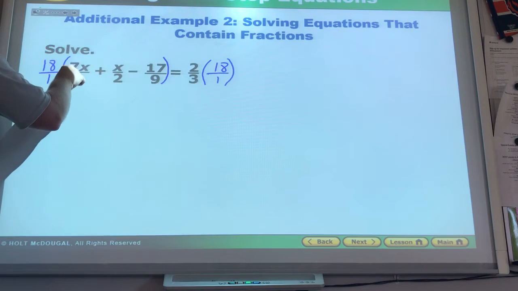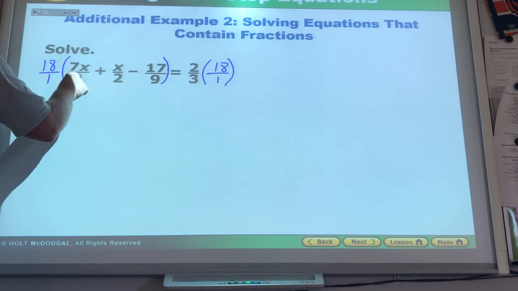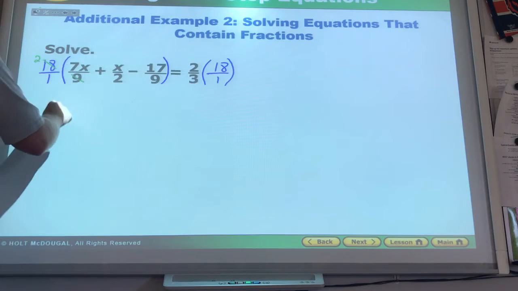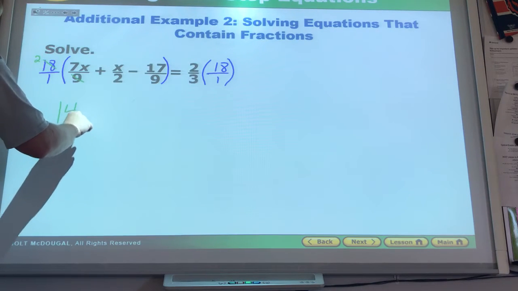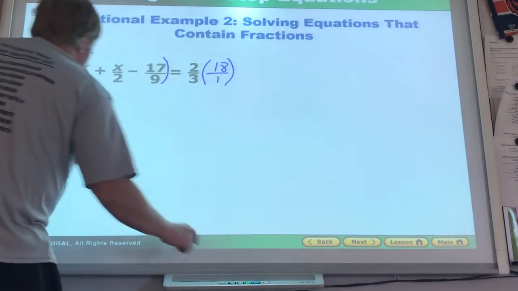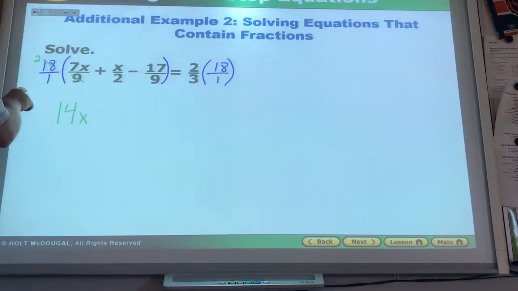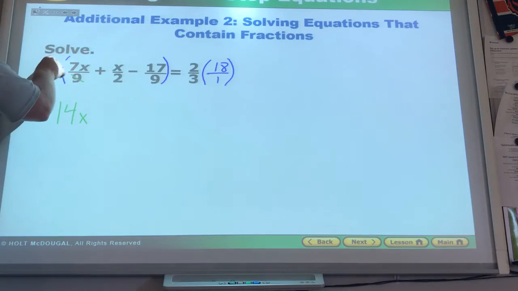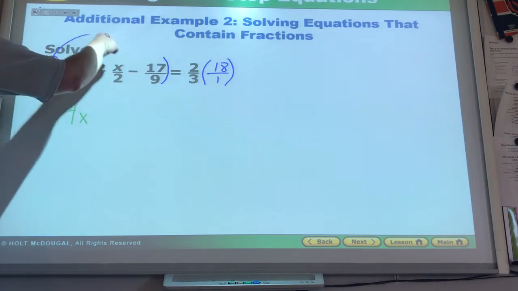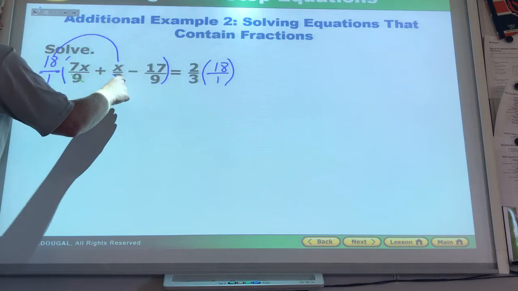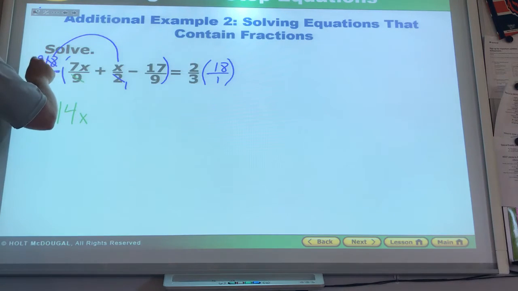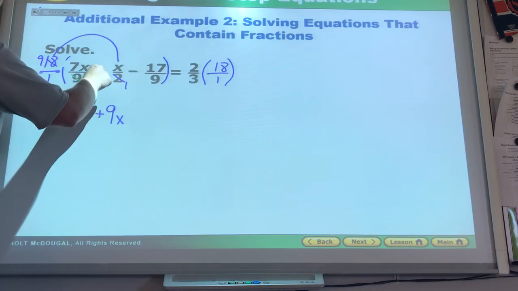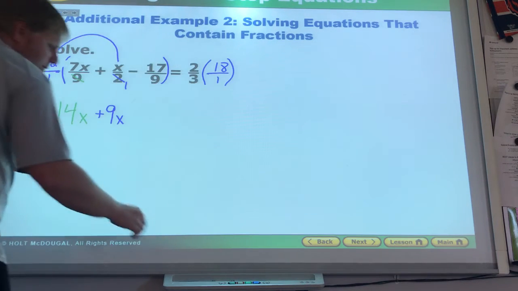So 18 times 7x over 9. Oh, yeah, that goes away, and this becomes a 2. 2 times 7, that's 14x. That turned into 14x. Now we've got to think of it again. We've got our 18 here. Now we're going to take it times this. That becomes 1, that becomes 9. 9 times x is plus 9x. Notice I just bring the signs down.